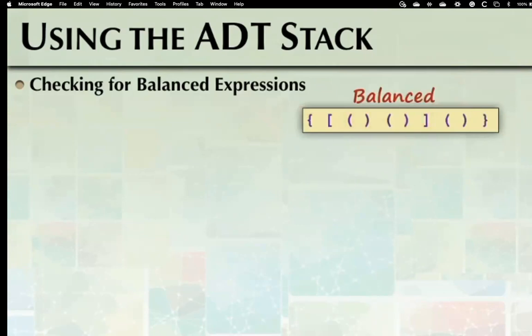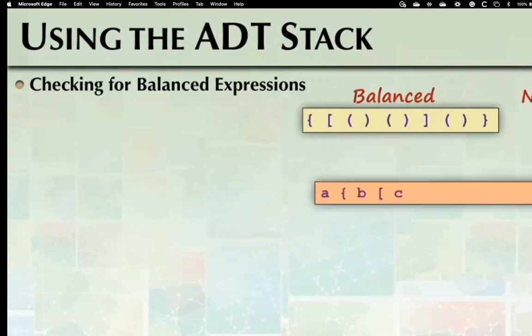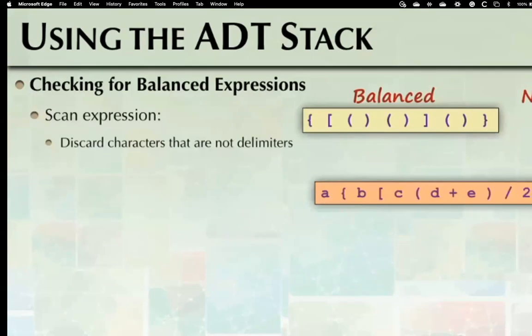An expression can contain a sequence of delimiters, such as this example, but not this. For convenience, we will say that a balanced expression contains delimiters that are paired correctly, or are balanced. We want an algorithm that detects whether an infix expression is balanced. Let's look at whether this expression is balanced.